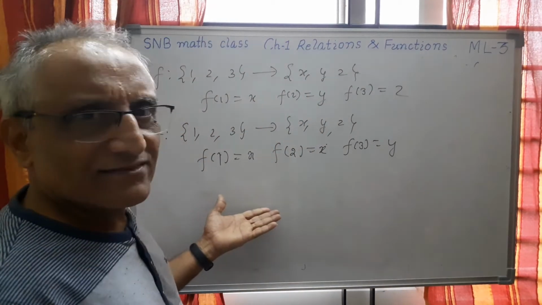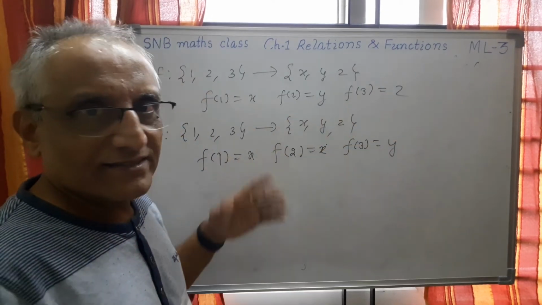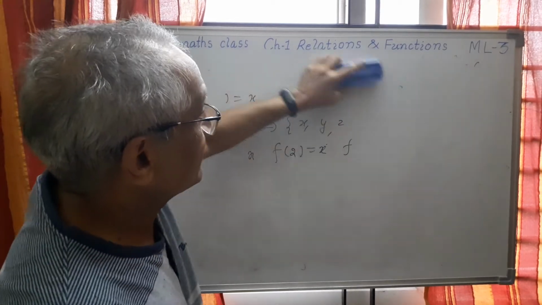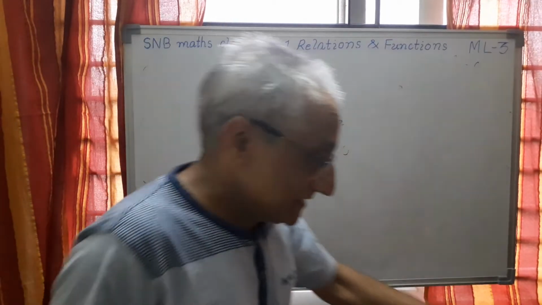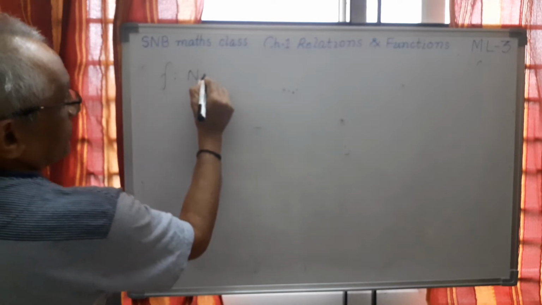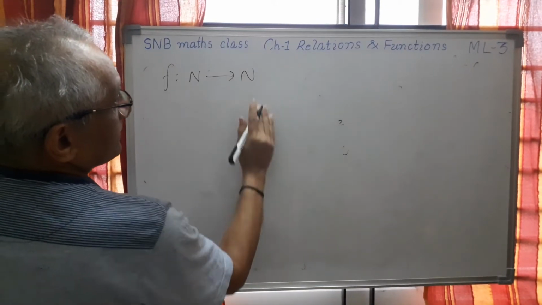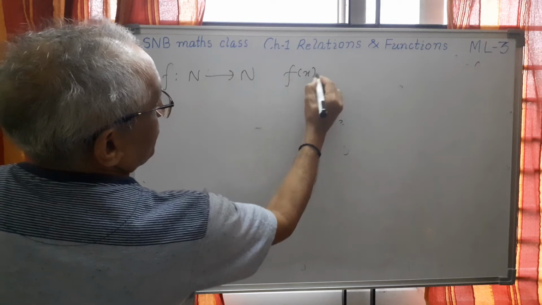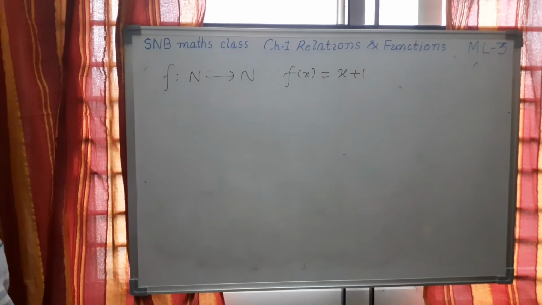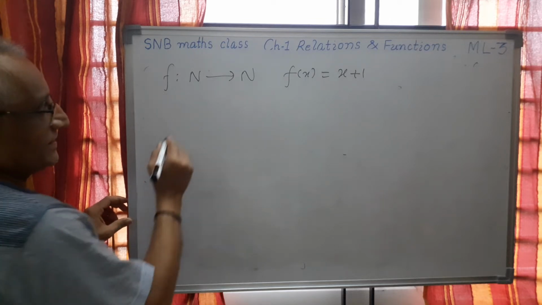So when the given domain is very simple, that is finite, it is not a challenge. You can draw the diagram and then you can check. But when the given domain is infinite, you should be careful. Say, let me take a few such examples. f is a function from N to N defined by f of x equal to x plus 1. Is it one-one? So we can check like this actually.